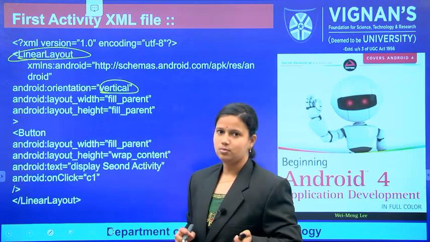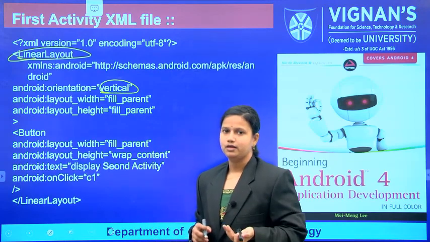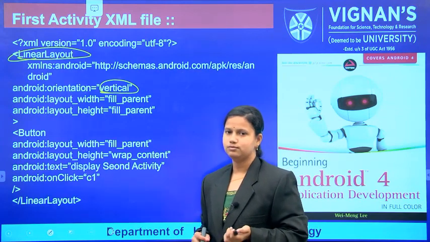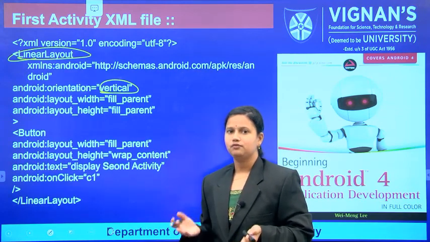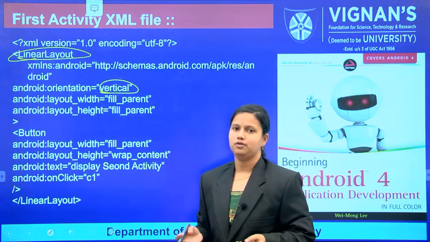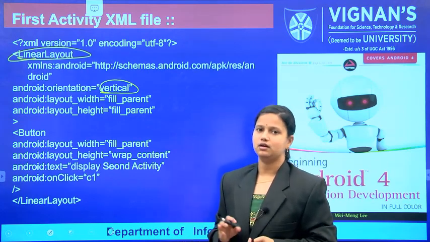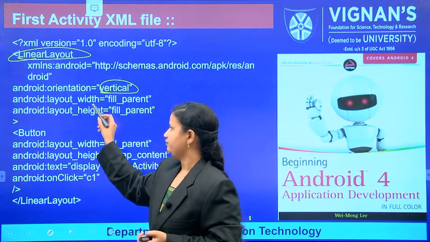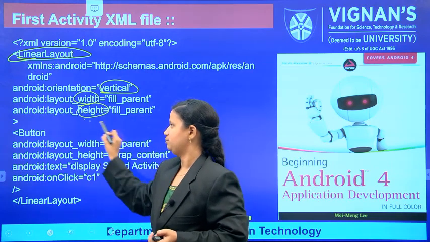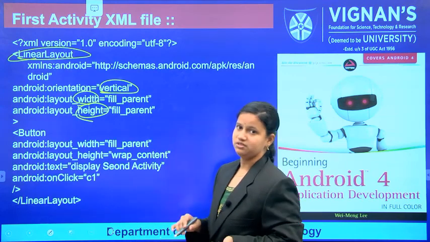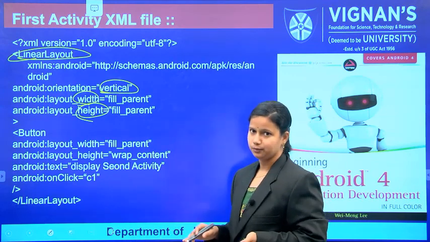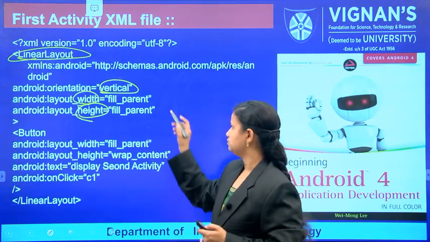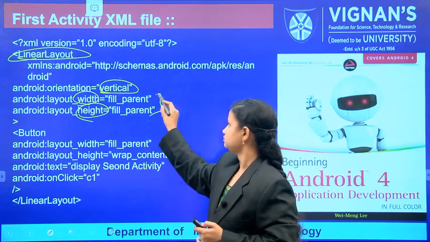The components, or whatever views are available in your XML, are displayed either vertically or horizontally. The linear layout arranges all the components in either a vertical or horizontal manner. That is why we have to mention the orientation property, and width and height, that means how much part, how much width is to be allocated to your linear layout. So those two properties will be set.